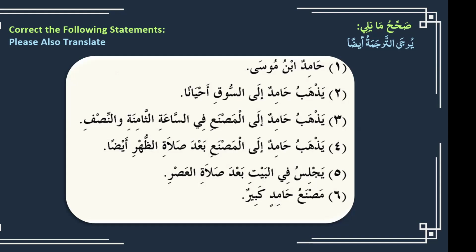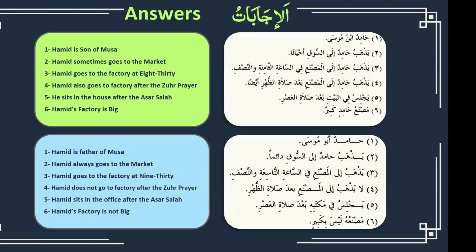That's okay. Masna'u Hamidin Kabir, Hamid's factory is huge. That's wrong. Masna'u Hamidin Saghir, Hamid's factory is small. Very good. You answered it correctly. The book said a slightly different sentence, but your answer was 100% right. The book said Masnahu laysa bikabirin, the factory is not big, which means the factory is small. So your answer was right also.